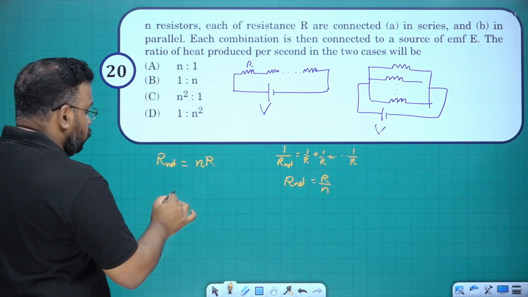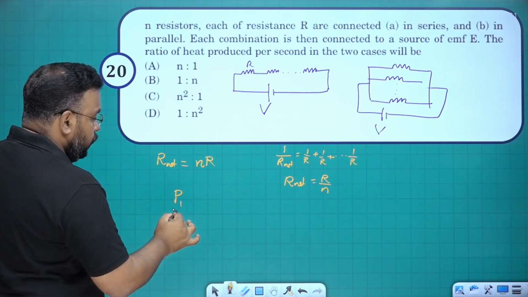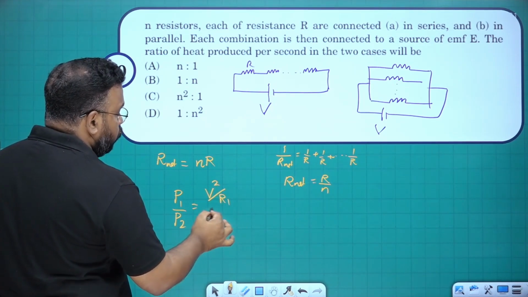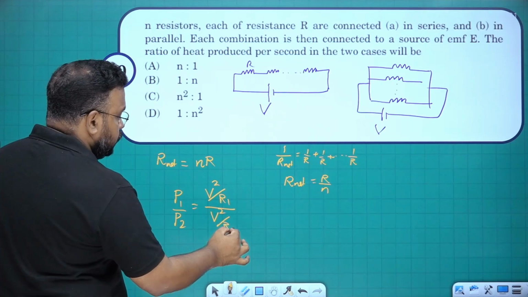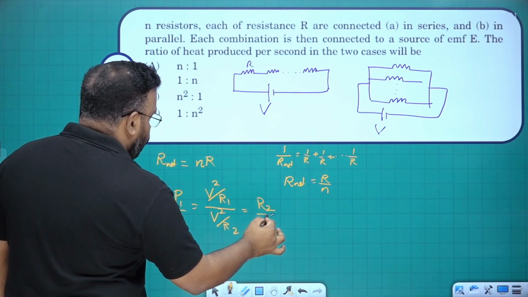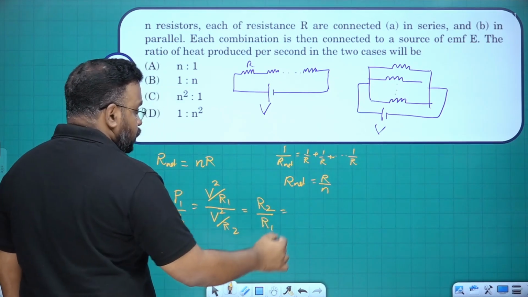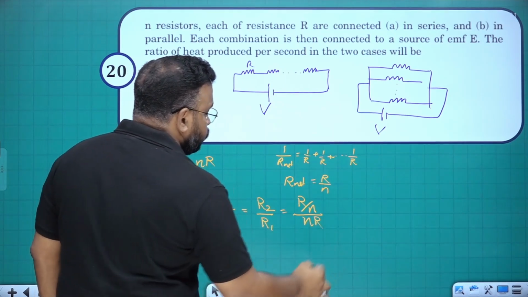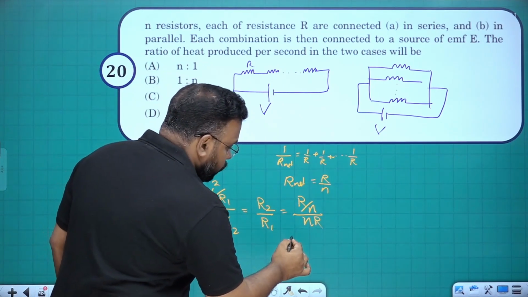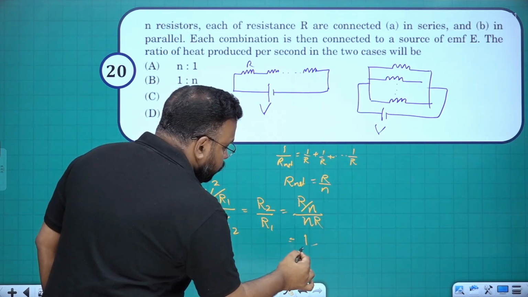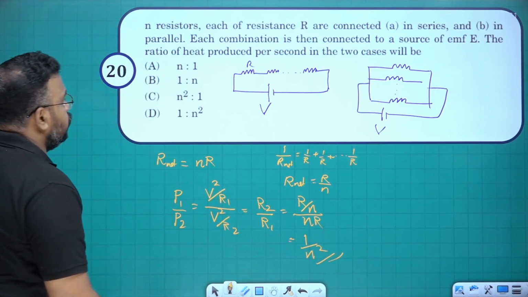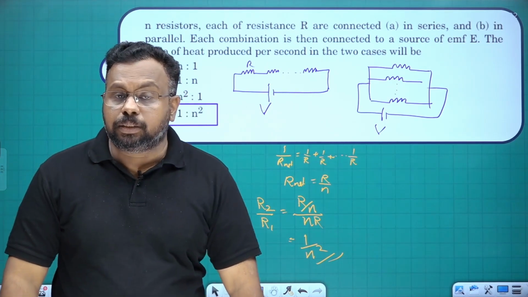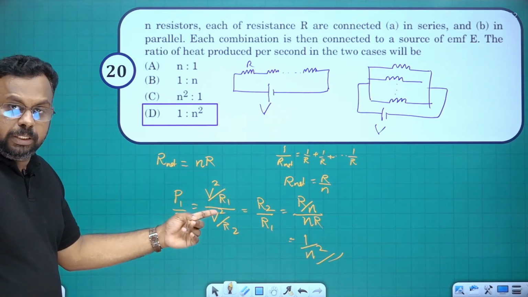We have to find the ratio of power. So P1 by P2. Voltage is the same now, so we need to use V square by R1 over V square by R2, which is equal to R2 by R1. R2 means in the parallel combination, what is the resistance? R by N, divided by NR. So we get R by N into NR, R got cancelled, 1 by N square. 1 by N square is the answer, that is 1 is to N square. Option D. Please practice this type of question. I hope this is clear.